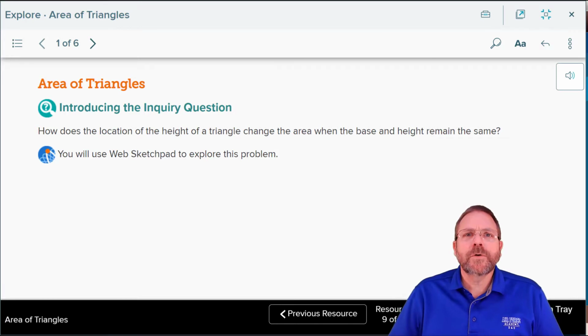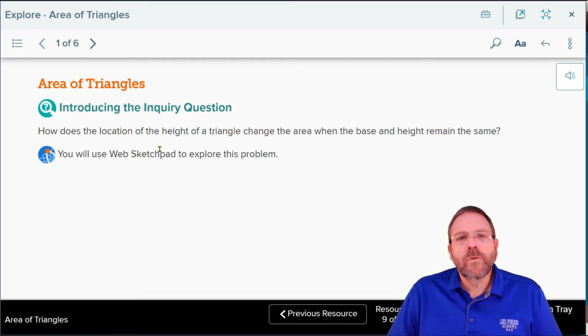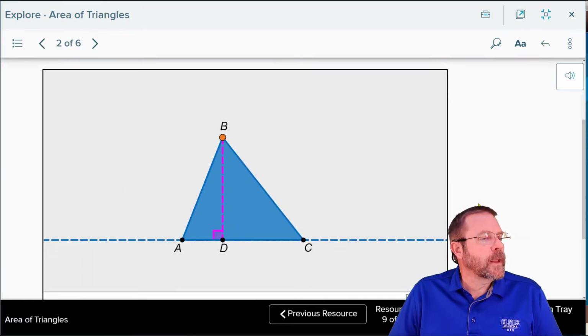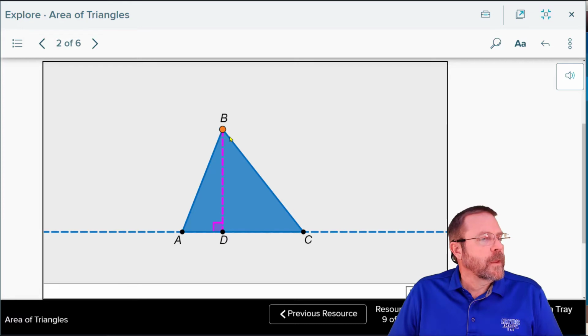Welcome back for part 2 of Module 8, Lesson 2, where we're continuing our study of the area of a triangle. Now we're going to look at something really cool here with our web sketchpad. We're going to take some triangles where we're going to have the height and the base be the same, but we're going to draw different types of triangles.